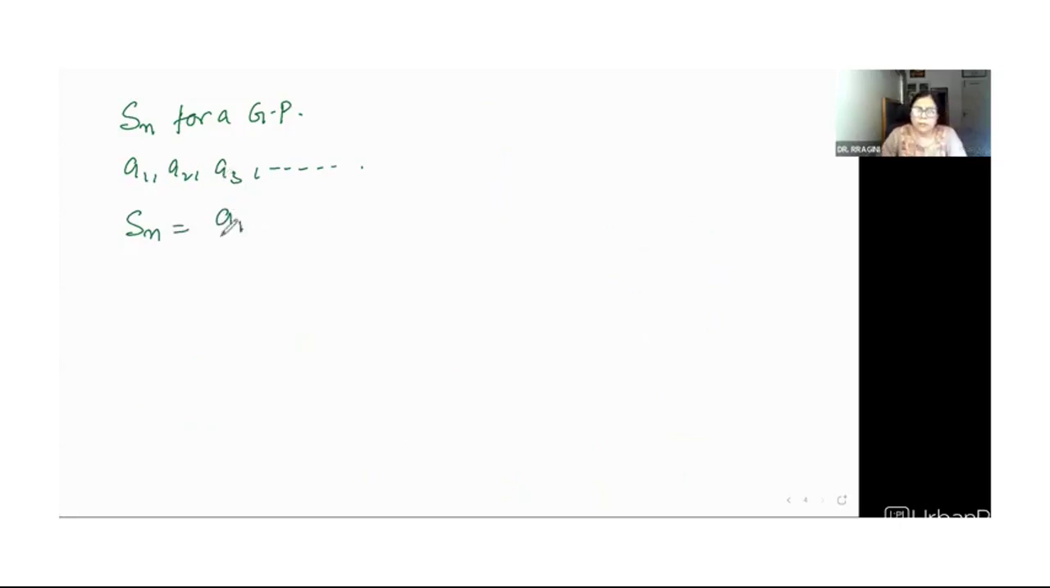Now, before getting to the formula, you must have seen that some sequences are increasing in order. Like you can see, I took 3, 6, 12, 24, and so on. Here R is 2. Common ratio is 2. Now R is greater than 1, right? This is an increasing sequence.